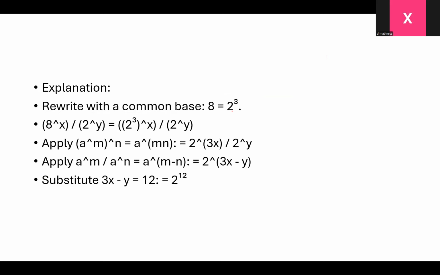We can use a common base for the 8 and the 2, right? And then we can rewrite the terms by using the same common base, the number 2, right? And then we can apply the exponent rules, the index calculation rules, right? And then we can get the simplified exponential terms, right? So we can plug in the value of 3 times x minus y equals 12, and we get the correct answer, right?